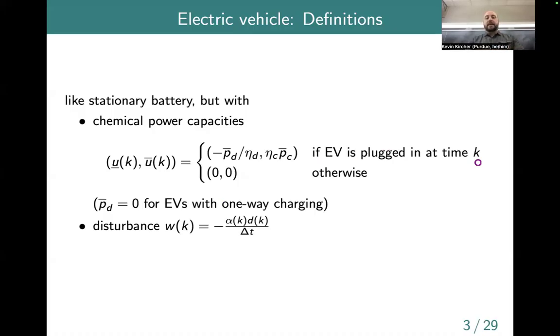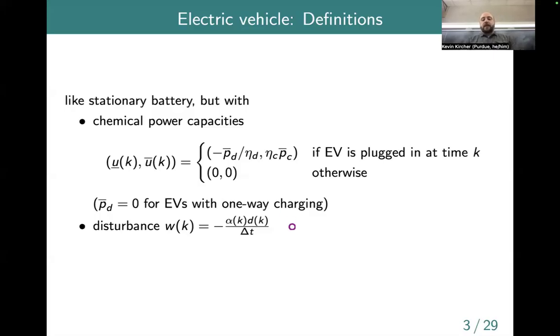So if we are plugged in, then the constraints look pretty similar to what we get from the stationary battery model. If we are unplugged, basically you can't charge and you can't do a discharge from the vehicle to the grid. You can, of course, do a discharge for driving. And then most electric vehicles do not have what's called bidirectional charging, meaning they can only absorb energy. They can't give energy back to the house or to the grid. And so for most EVs, this maximum discharge power is actually zero.